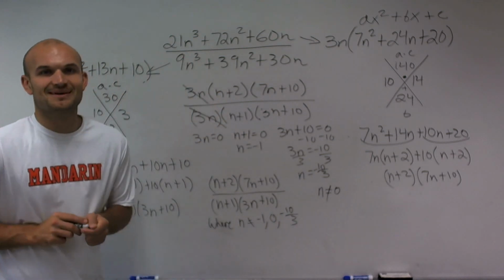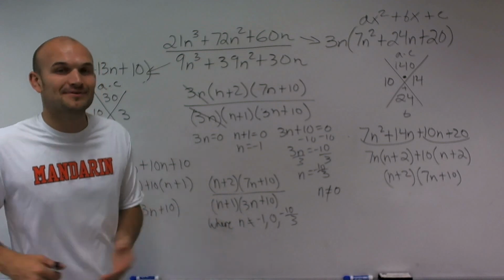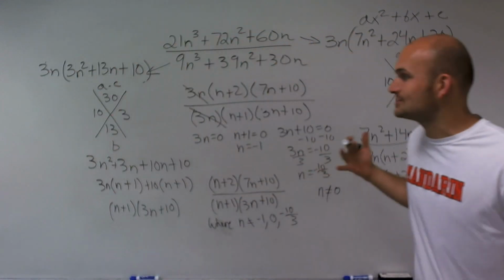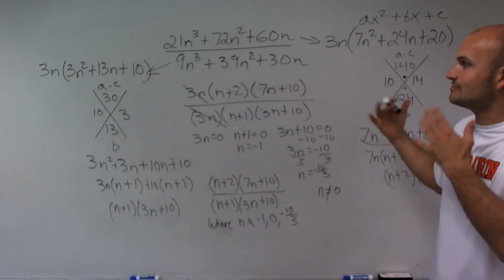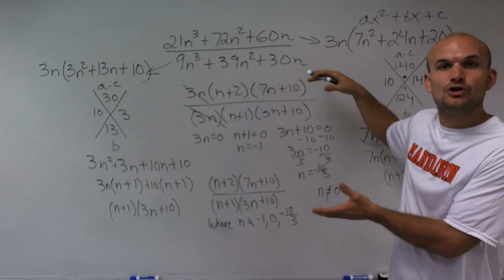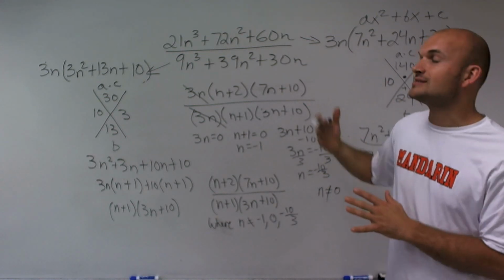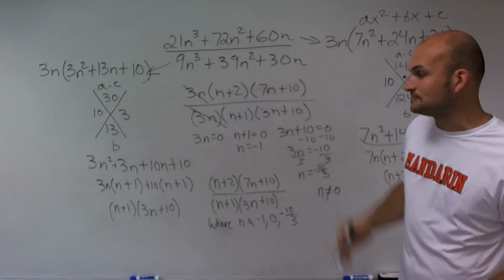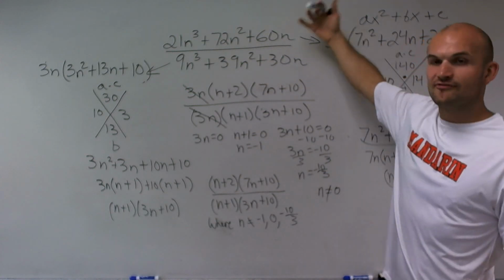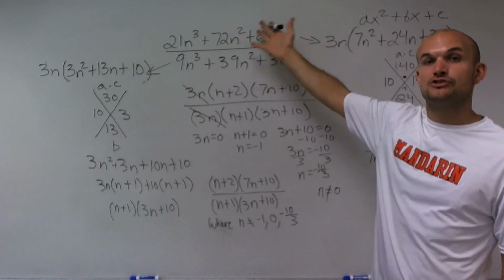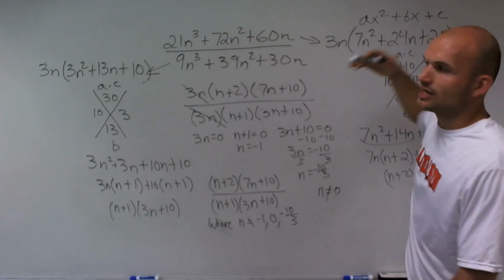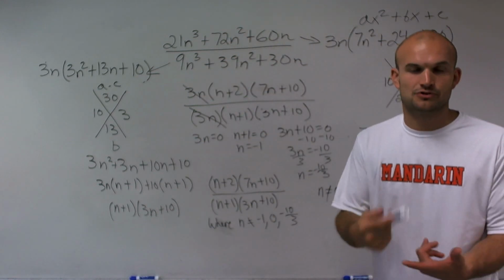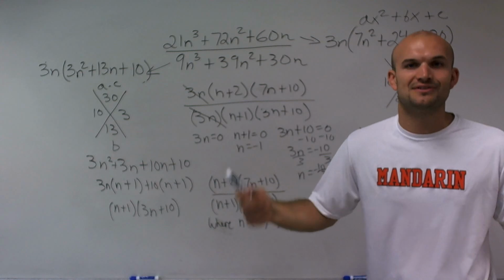There you go, ladies and gentlemen. I know it was a long video. Hopefully you stayed with me. It's a lot of work and a lot of stuff to take a look at. But just remember to always exclude the values that are going to make your denominator 0 when working with a rational term. And then also to factor by using the reverse distributive property and also your factoring techniques, which was factoring by grouping, factoring trinomials, and so forth.